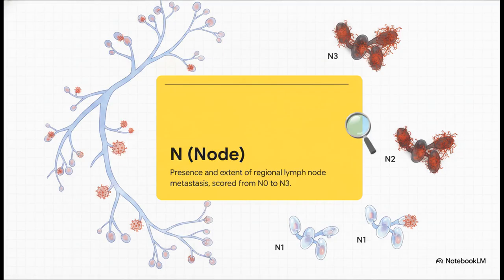This tracks the absence, presence, and really the extent of regional lymph node metastasis. We score this from N0, which is zero nodal metastasis, totally clear, moving up progressive nodal involvement from N1 to N3. This marks the increasing number and location of nodes compromised by sequential spread.